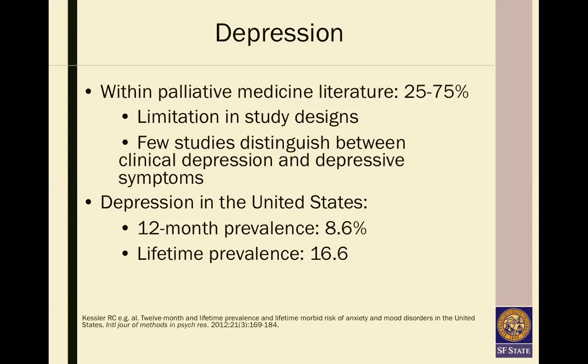In the United States, the 12-month prevalence of depression is about 8.6% of the population, with a lifetime prevalence of 16%. Now, these rates are going up, though, unfortunately, because of the pandemic that we're in.